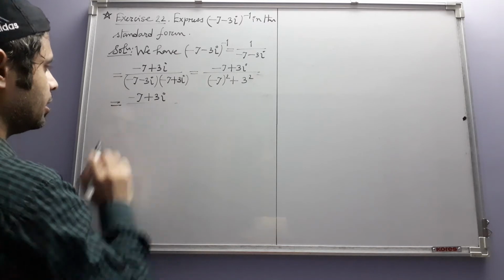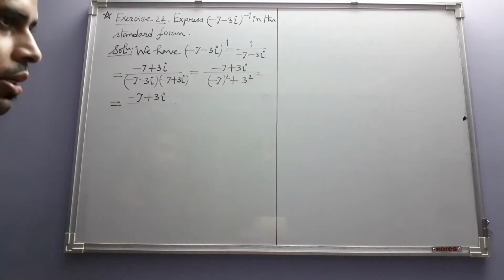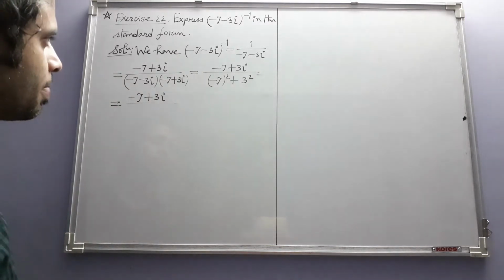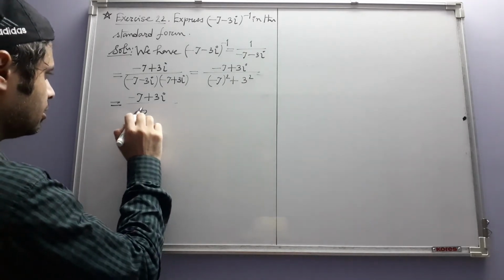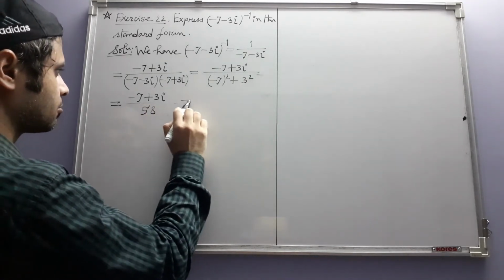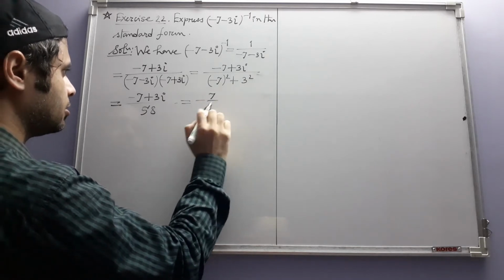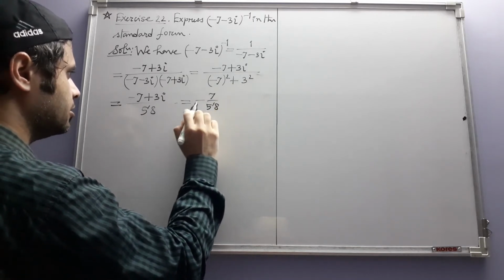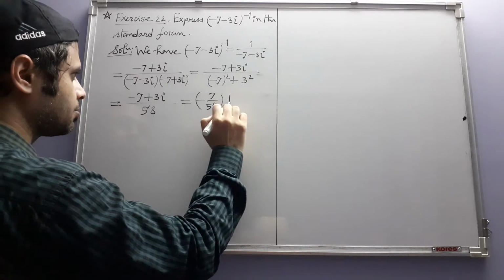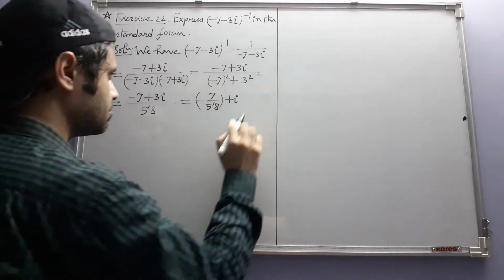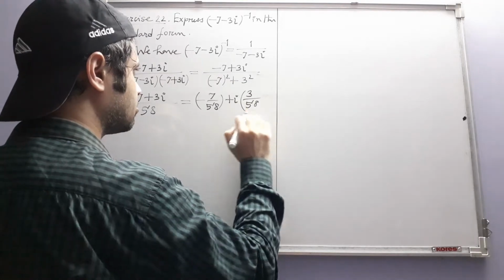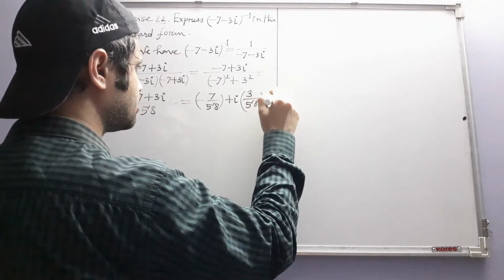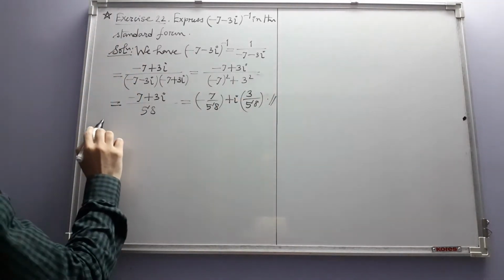-7 plus 3i. Now -7 square is 49 and 3 square is 9, so this is 58, and you can write it in the standard form like this: real part plus I times imaginary part. So this is the standard form.